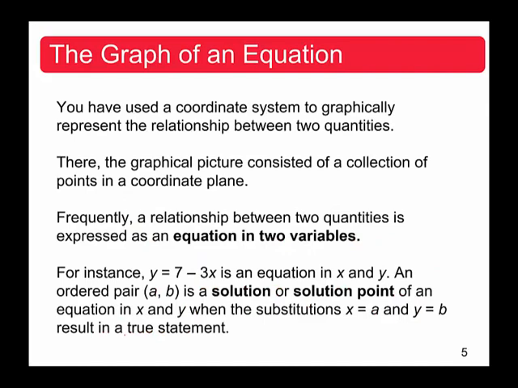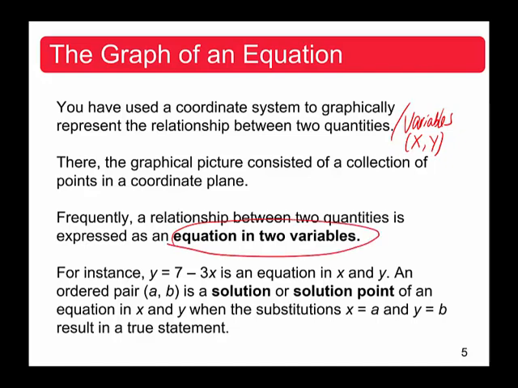So we're using a coordinate system, the Cartesian coordinate system, to graphically represent a relationship between two quantities. Here we also call them two variables. Typically we're using x and y, right? An x variable and a y variable. And the graphical picture consists of the collection of points in the coordinate plane, or Cartesian plane. Basically, this equation represents the relationship between two variables. So we call this an equation in two variables.